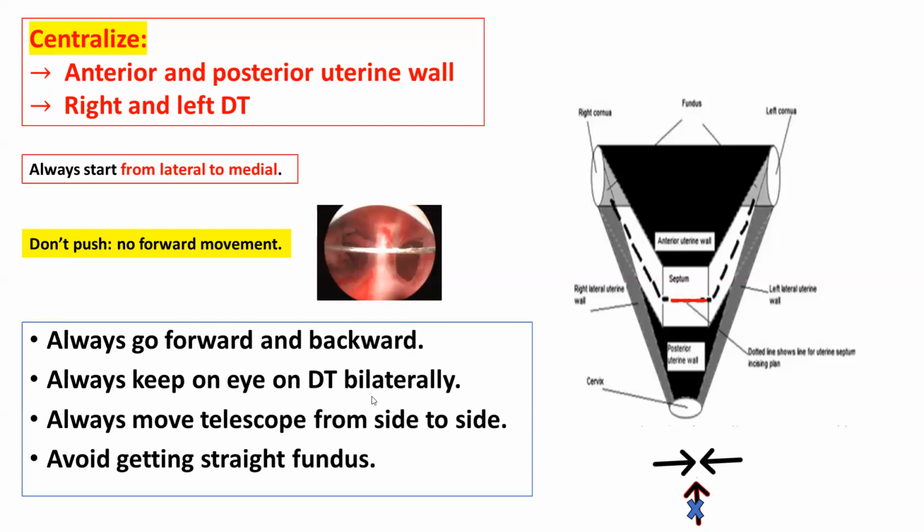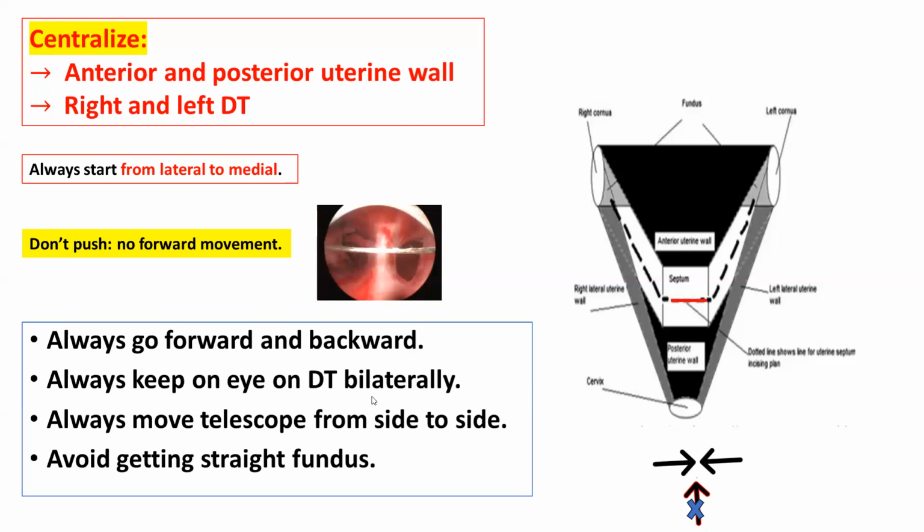This is regarding the tip of your instrument. What about the whole instrument? This whole instrument should always be withdrawn back and forward in a gentle way to have good orientation, continuous orientation, and real-time visualization of the cavity. Always go forward and backward. Always keep an eye on the landmark, which is the tubal ostia, start of Darwish triad. Always move the telescope from side to side to have orientation about the lateral walls and avoid getting straight to the fundus.